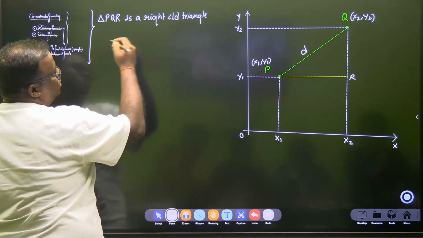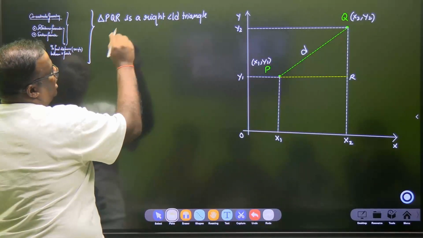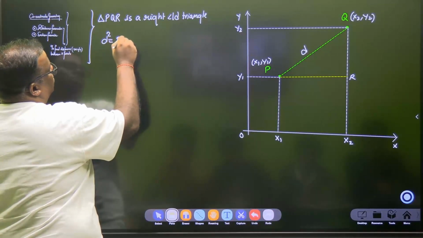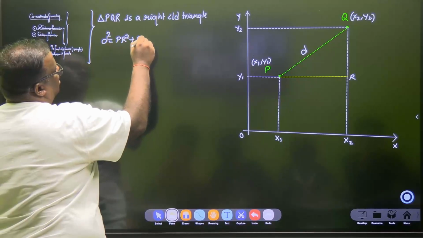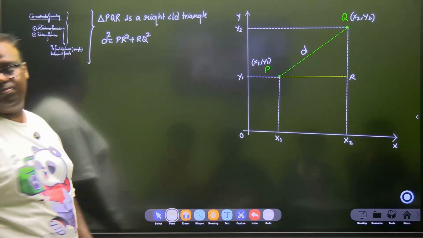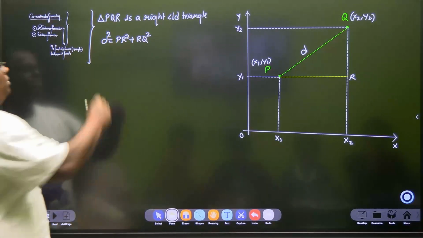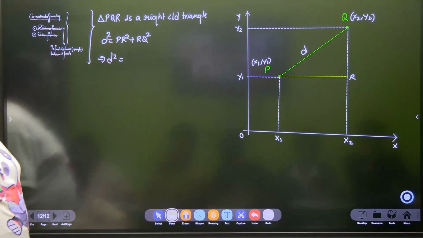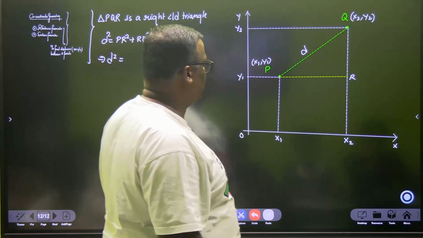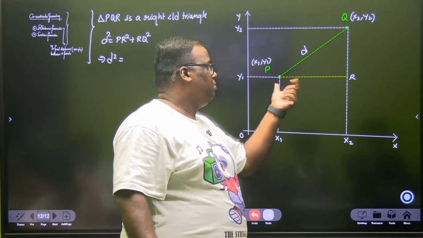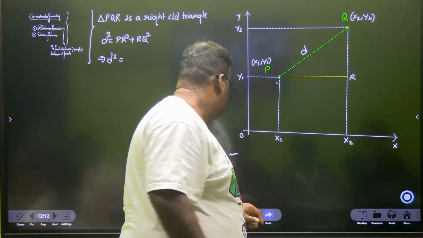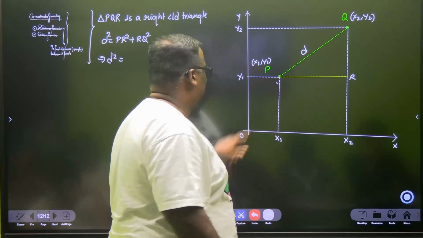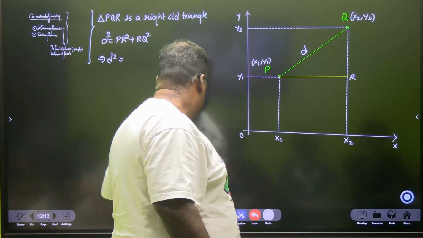So I'm interested to find out D. Can I write that D square is equal to PR square plus RQ square? I can write this, right? I retain my D square on this side. My job will be to find out what is PR square. So first let us find out PR. PR is this much.